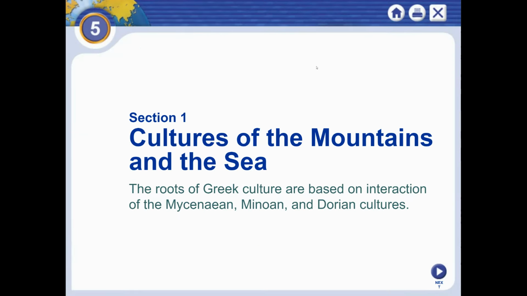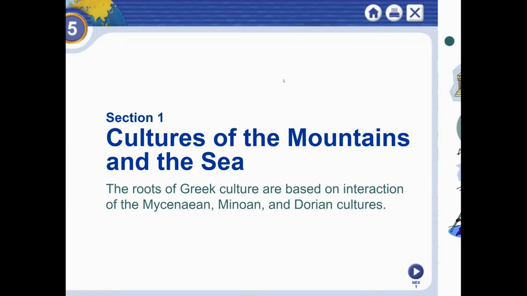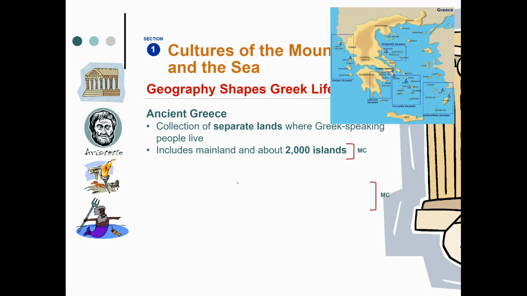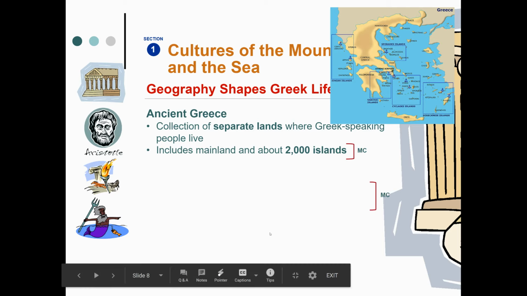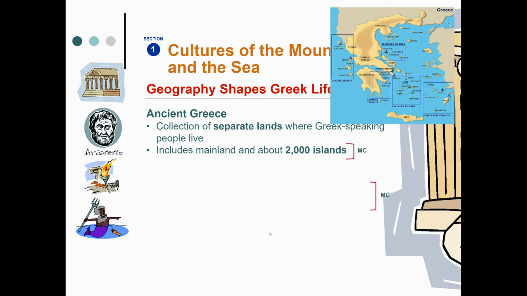Okay, today we're going to look at how geography plays a role in the way that a people develop. So this Roman numeral 1 in your brand new unit on Greece and Persia. So this is Roman numeral 1, cultures of the mountain and the sea. And your big A would be geography shapes Greek life.